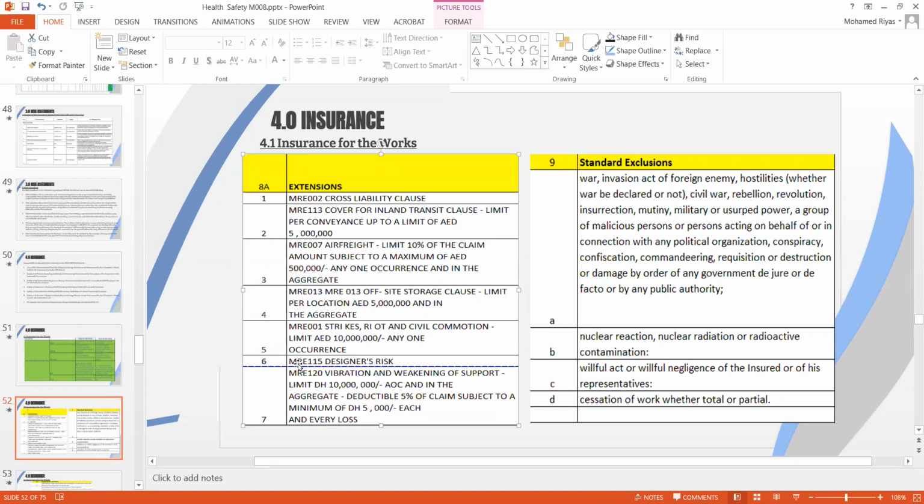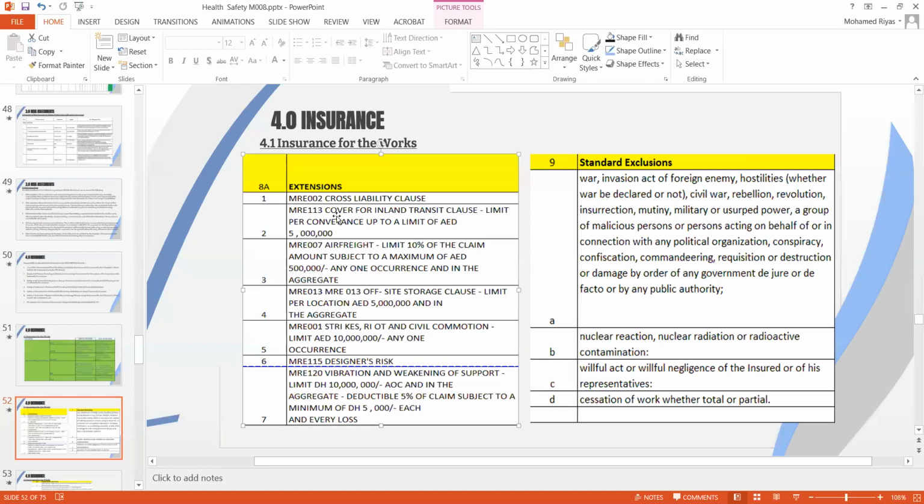But what is covered in MRE 115 is simply that if a design is defective and it causes damage, it falls or collapses and causes damage to the other part of the works which is not the defective design, the replacement of those portions is covered with this MRE 115. So this is a pure extension for the contractual risk policy. Even though design risk is always with the designer, the design defect that causes damage to the other portion of the work is covered with the MRE 115 extension. Then you have vibration and weakening of support with the extension of MRE 120.